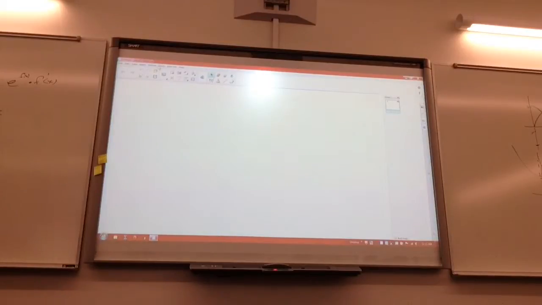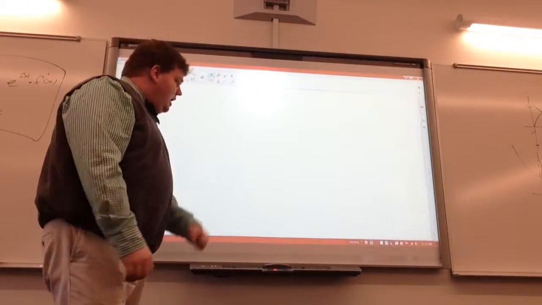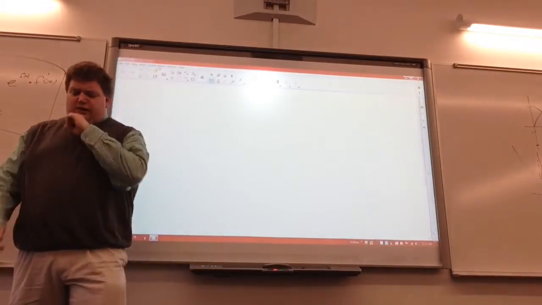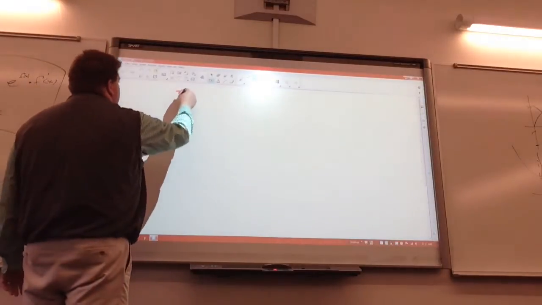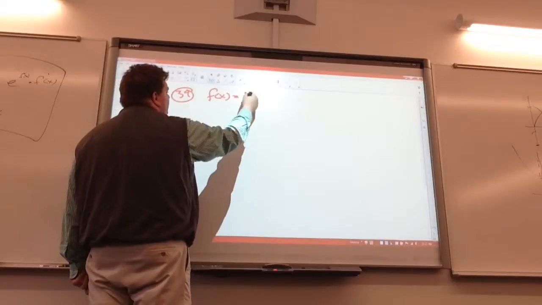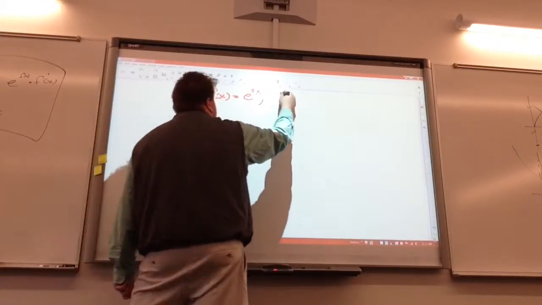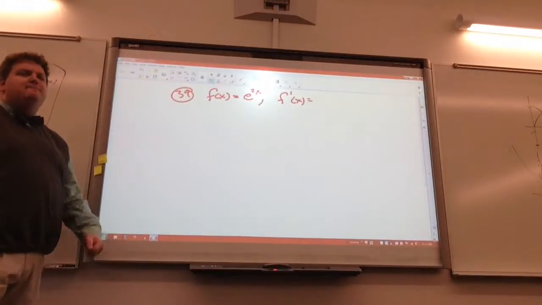Those are the two big reminders for the homework today, because I don't think there are any homework problems involving bases other than e, but we can look at those. Alright, keeping that in mind, let's look at our first example. This is 39 from the homework. f of x is equal to e to the 2x, and we want f prime of x. What's that going to be?